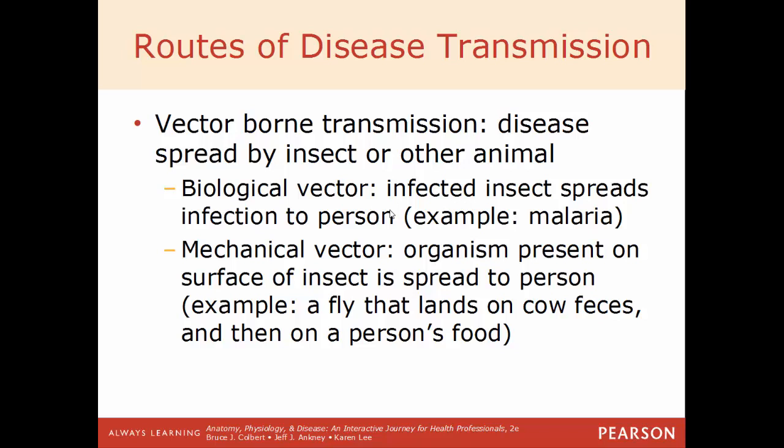All right, another kind of vector is what's called a mechanical vector. This is where you have an organism present on the surface of an insect that's spread from person to person, such as a fly that lands on a pile of cow feces and then goes on and lands on your lunch. So it's not the actual fly that's making you sick, it's what's being carried by that fly and landing on your food that is making you sick. If it were the fly itself, that'd be a biological vector. But because it's carrying something external to itself, that'd be a mechanical vector.